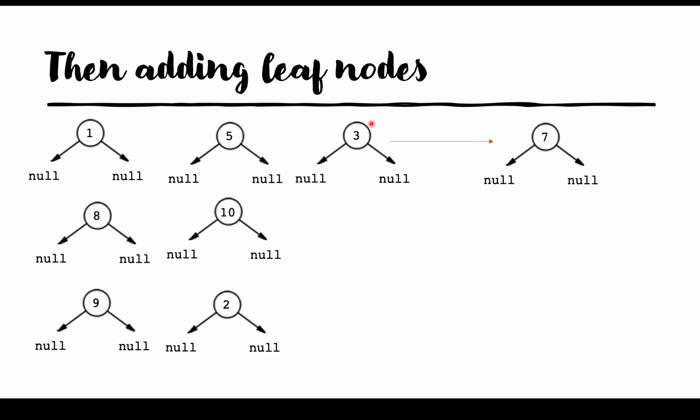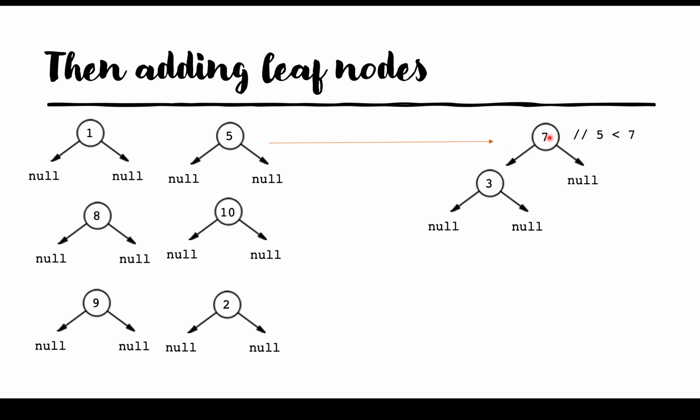And basically, let's say we had to add this 3 next. Well, how do we add it? It depends on if 3 is less than 7 or greater than 7. Because 3 is less than 7, it goes to the left side. Now when we add another leaf, let's look at our 5. Well, 5 is less than 7, so it goes down our left. But 5 is greater than 3, so it goes down our right side of our leaf.